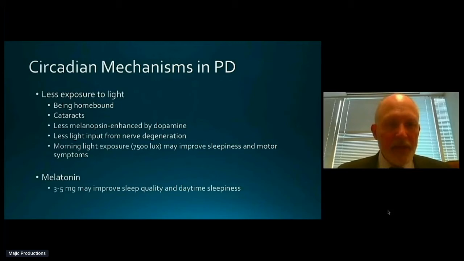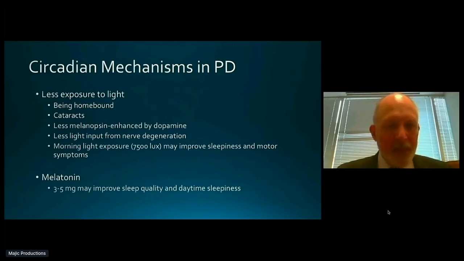Okay, so you can tell that there's a circadian chapter to sleep problems in Parkinson's disease. And I broke this down from outside to in. So, less exposure to light. Why is that? Well, being homebound, not being outside. You get 100,000 lux, or candle units of light, if you're outside on a bright day, 10,000 if you're out on a cloudy day. So that's a really overwhelming input. And if you're inside, it may be 500, 600, something like that. Cataracts can block the amount of light you get. I just put that in there.